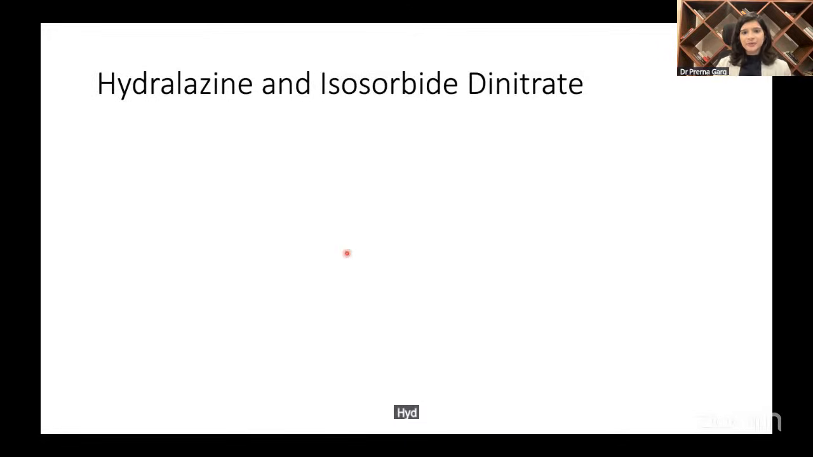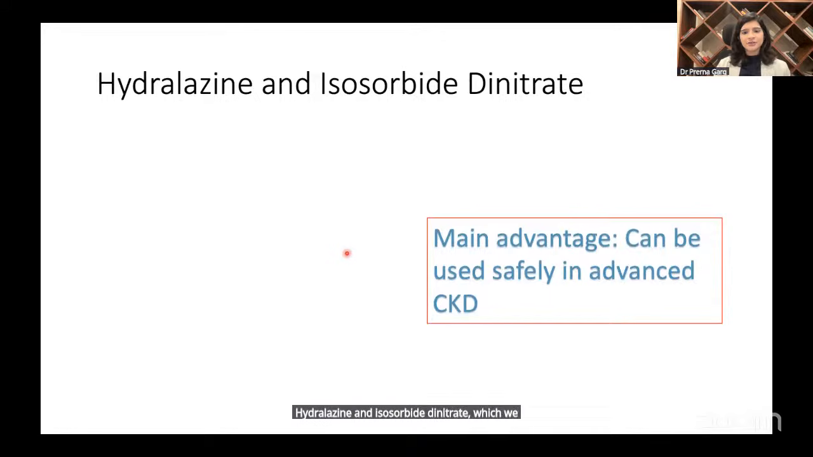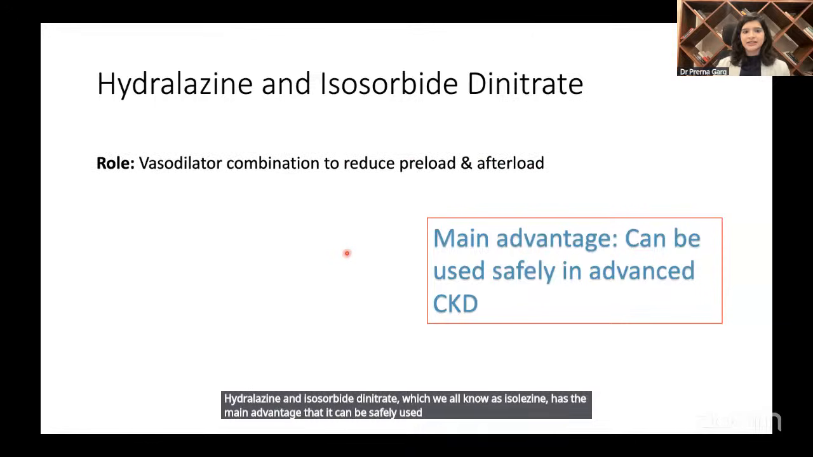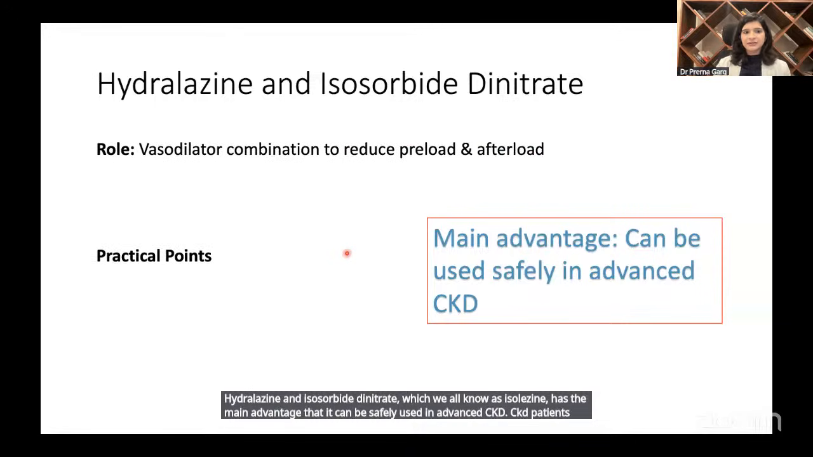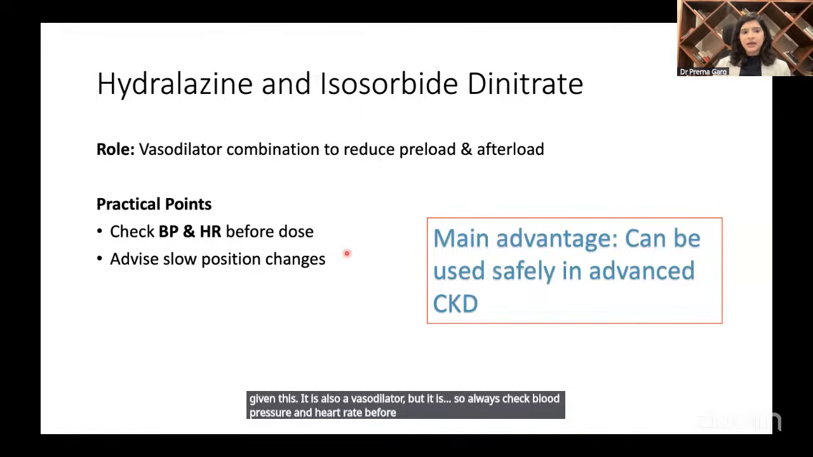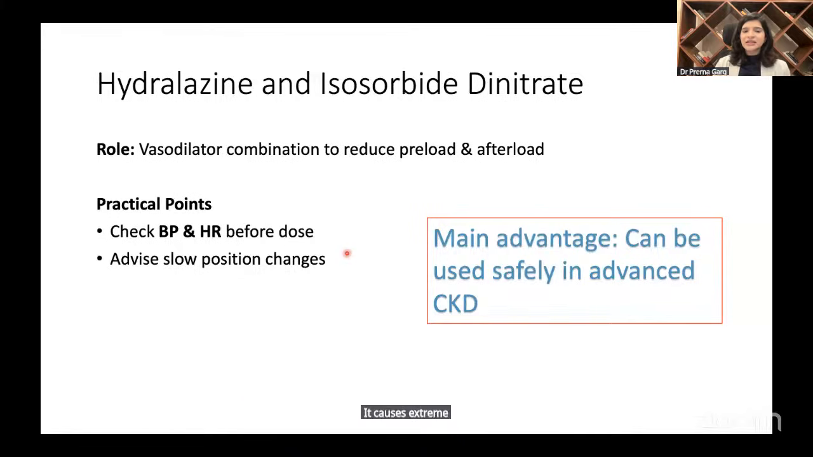Hydralazine and isosorbide dinitrate, which we all know as isolazine, has the main advantage that it can be safely used in advanced CKD. CKD patients can be given this. It is also a vasodilator, but always check blood pressure and heart rate before every dose. It causes extreme orthostatic hypotension.